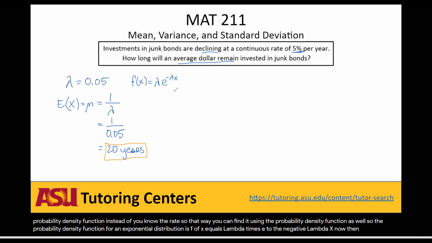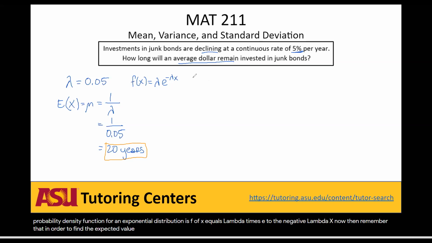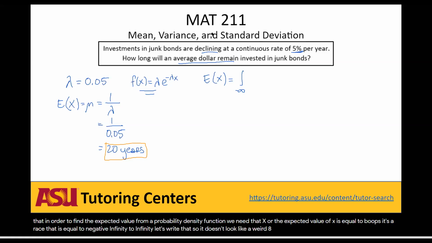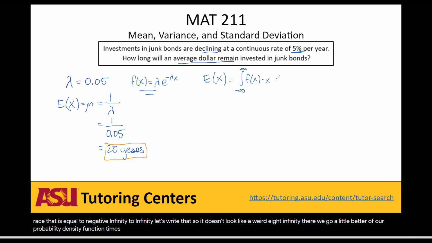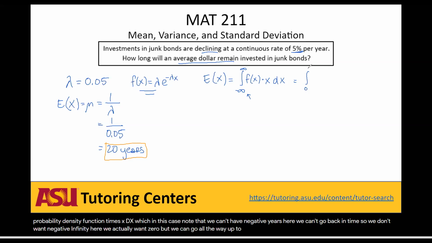Now then, remember that in order to find the expected value from a probability density function, the expected value of x is equal to the integral from negative infinity to infinity of our probability density function times x dx. In this case, note that we can't have negative years here. We can't go back in time, so we don't want negative infinity here. We actually want 0, but we can go all the way up to an infinite number of years, so we do want infinity here.